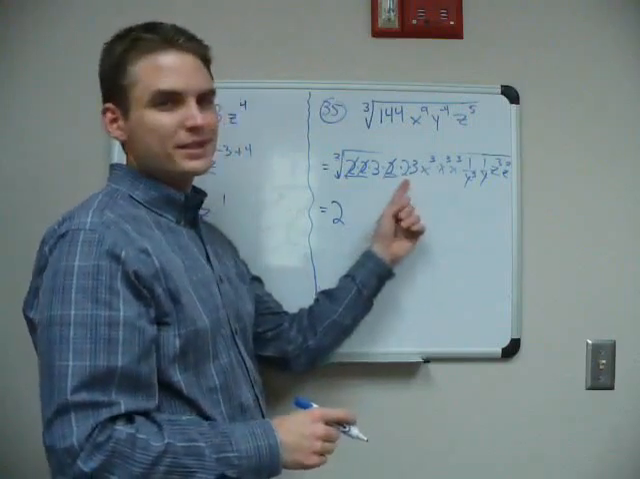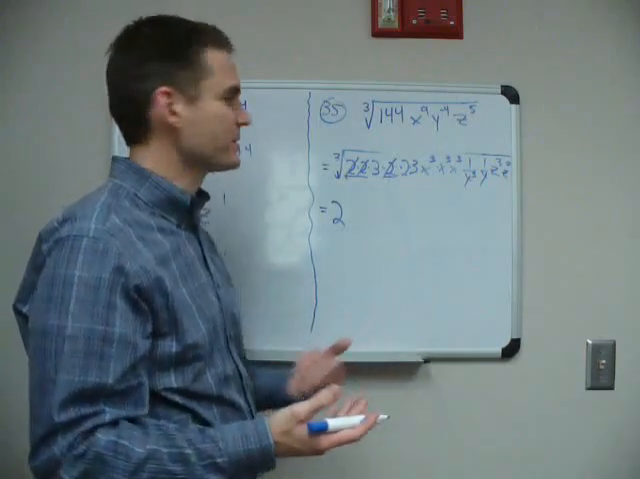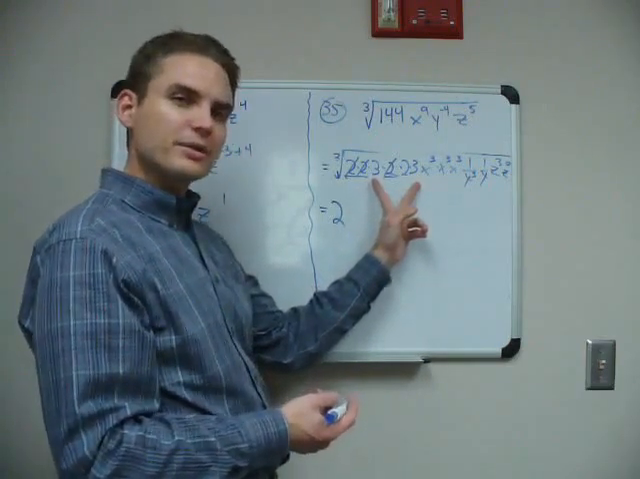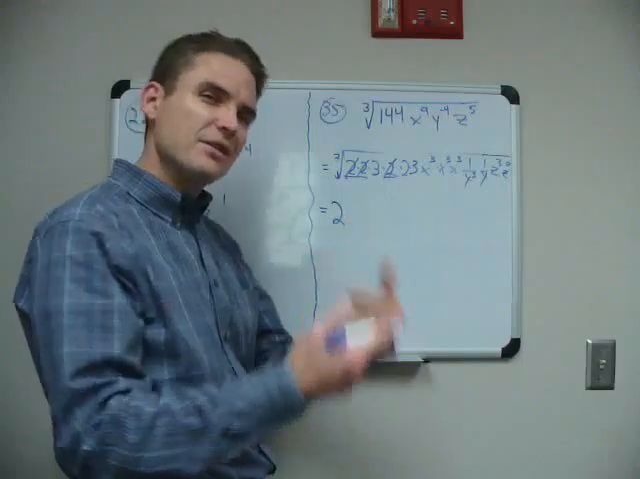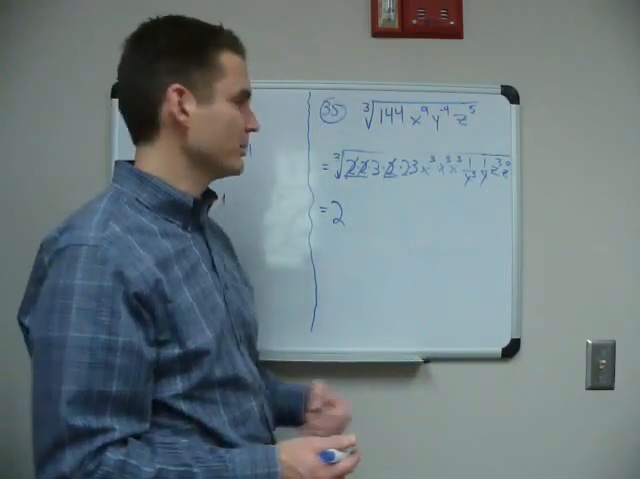Okay, so this 2, I can't do anything with. It doesn't factor out because I need 2 more 2s to get a cube root. Same goes with 3s. I only have 2 3s. I would need 3 3s to take the cube root of that.